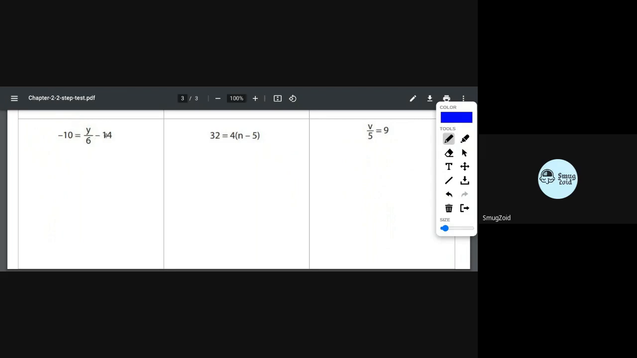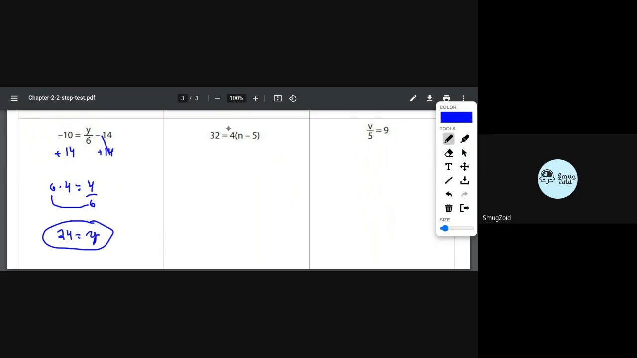Just like the last one, you want to get the variable by itself, so you're going to add 14 to this side. Add 14 to this side. This goes away. This becomes 4. Minus 10 plus 14 is 4. Equals y over 6. Then you just bring him up and multiply him. So you get 24 equals y.